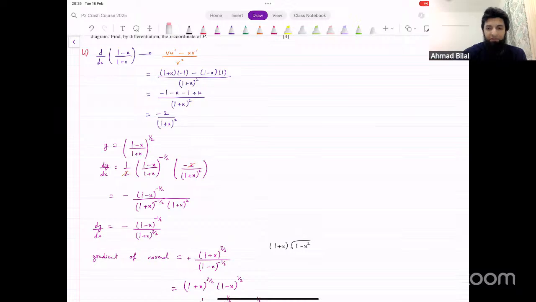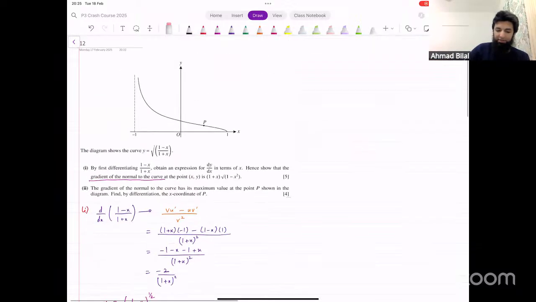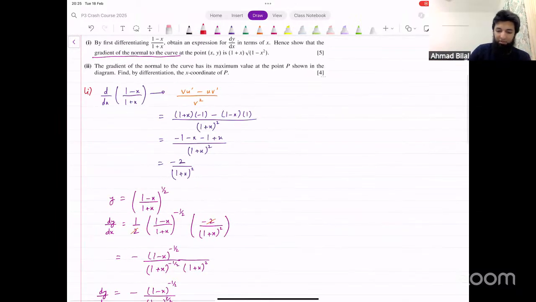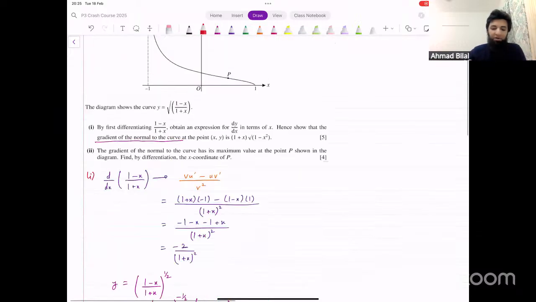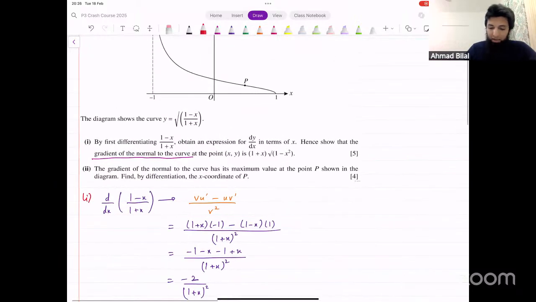Okay, so that was the first part. I hope that makes sense. Let's look at the second part now. Now that's another interesting one. Again, it's very important to understand the statement. What are they saying now? The gradient of the normal to the curve has its maximum value at the point P.